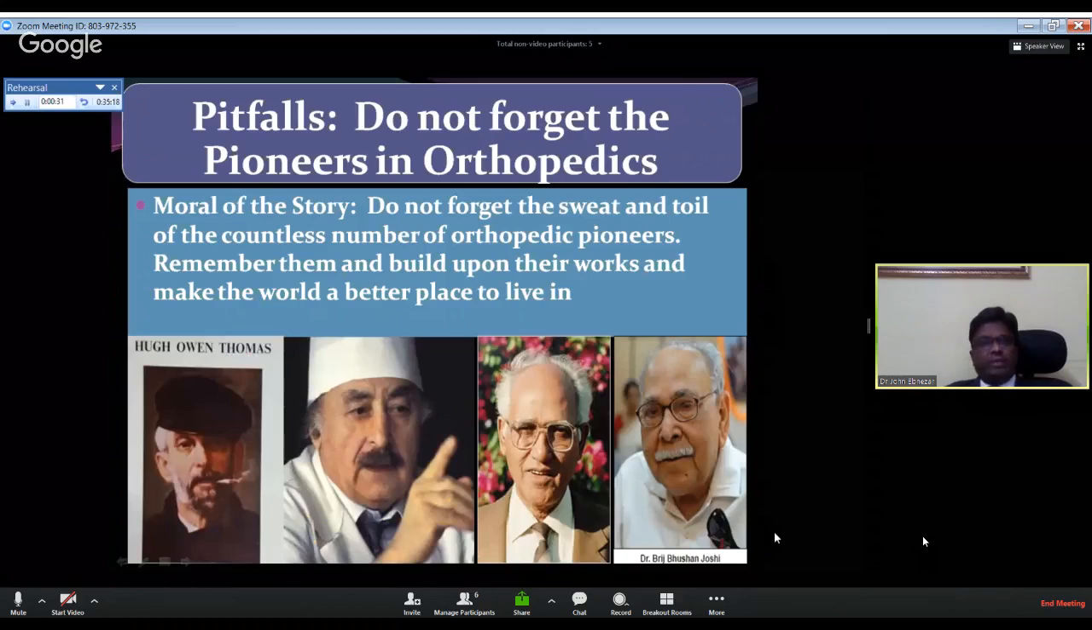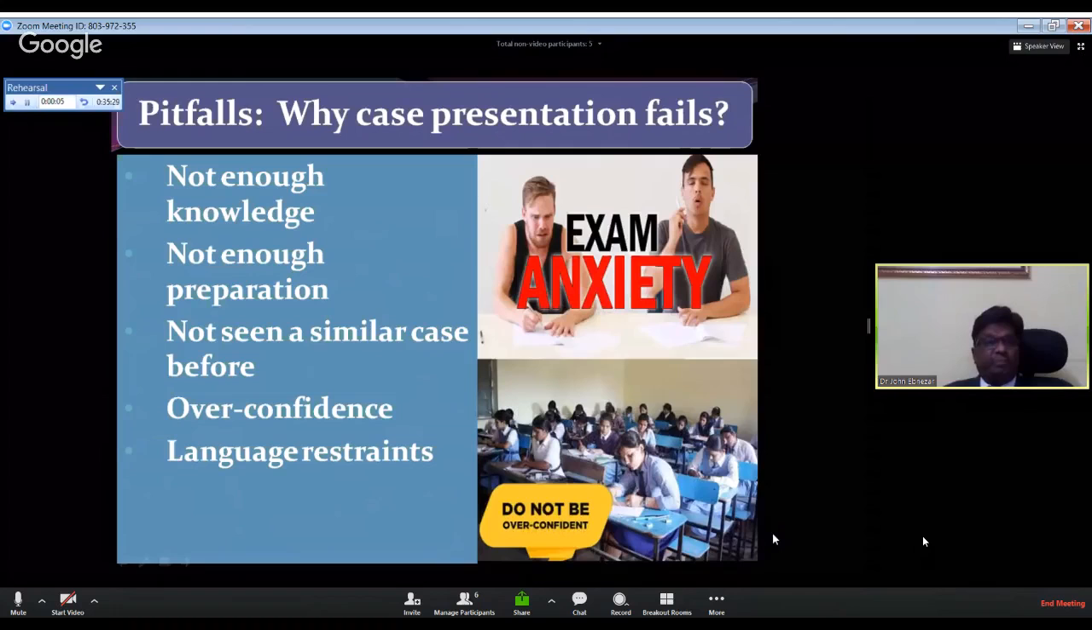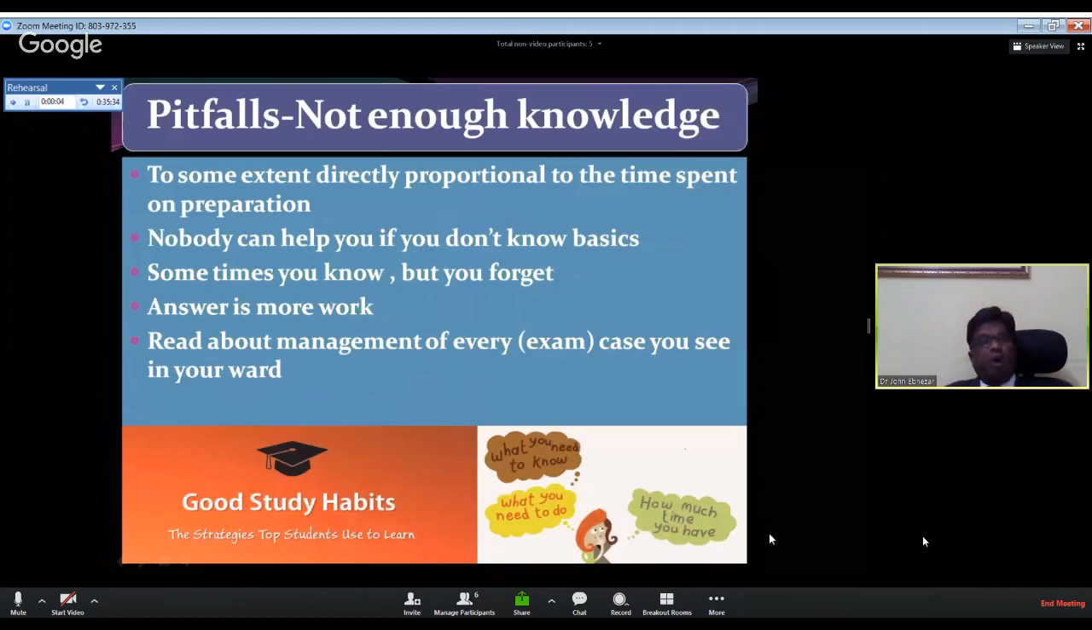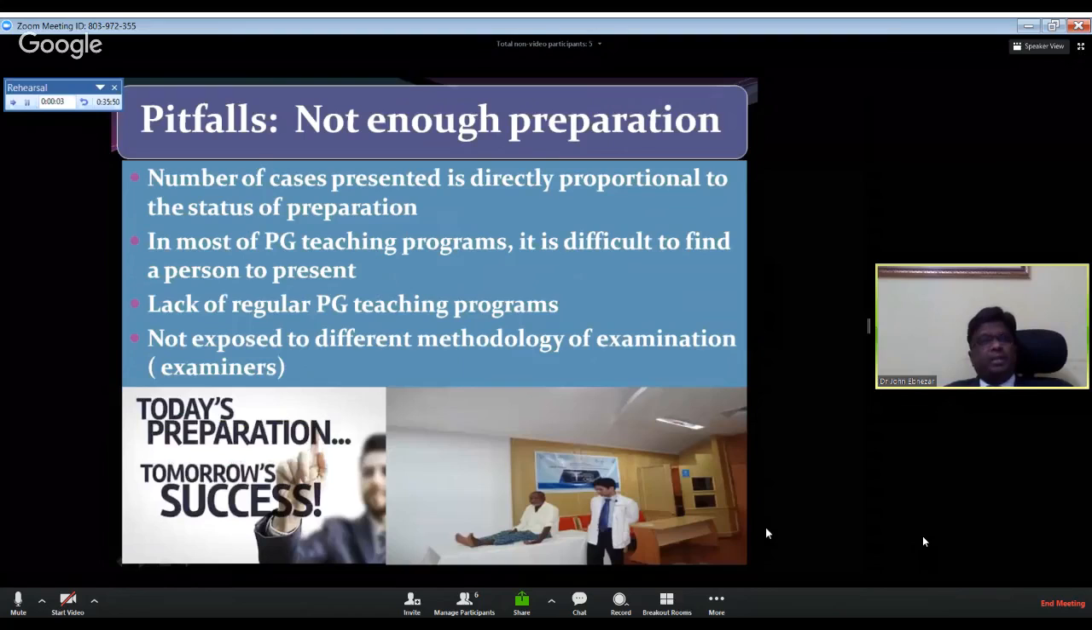Pitfalls. Main reasons why case presentations fail in your exams: not enough knowledge, not enough preparation, not having seen a similar case before, lack of confidence, language strains. Not enough knowledge, I agree. If you don't know the basics, you'll be handicapped. Then not enough preparation, no schematic response, anxiety, nervousness, and speaking disease. And not many cases seen or presented in your training program.